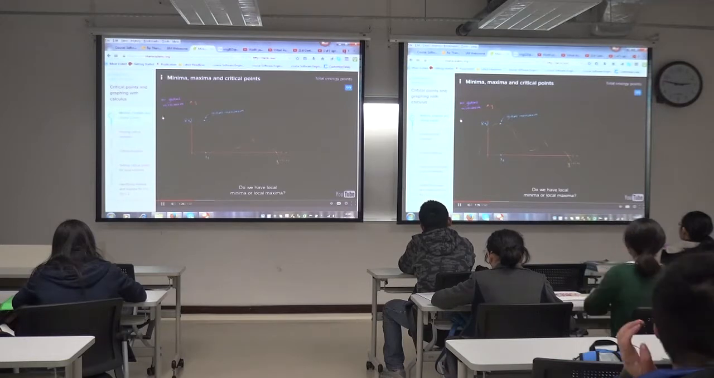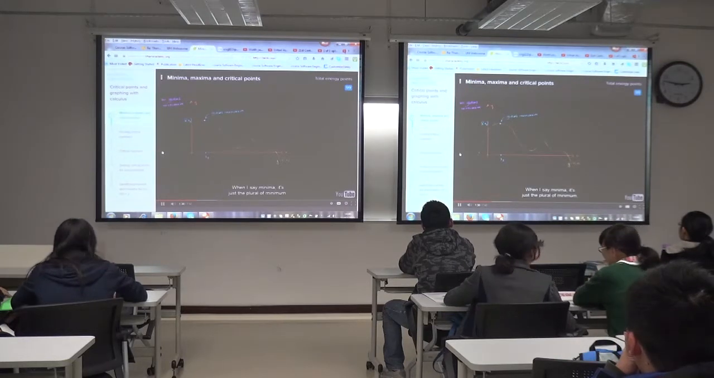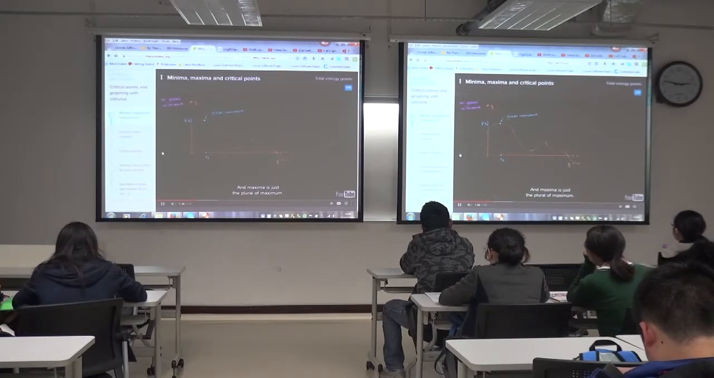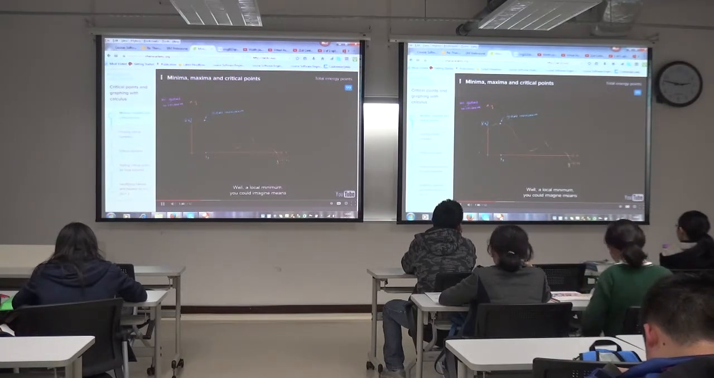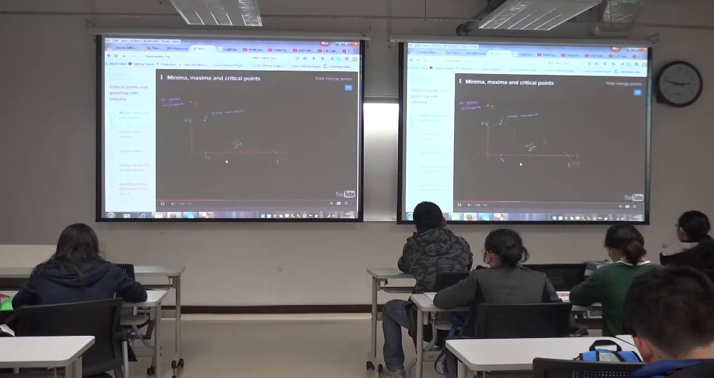Do we have local minima or local maxima? When I say minima, it's just the plural of minimum, and maxima is just the plural of maximum. So do we have a local minimum here? Well, a local minimum, you can imagine, means that the value of the function at that point is lower than the points around it. So right over here, it looks like we have a local minimum.